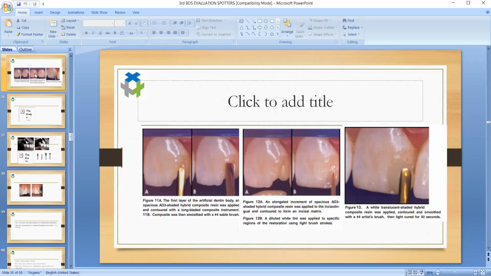You have the classification of composites, no? What type of composite can be used for class 4? Light cured composite. Yes, light cure only. What is the classification of composites? It can be classified based upon polymerization: light cured, chemical cure or dual cure. Based upon viscosity, it is flowable and packable. Based upon the filler particle size, it is microfilled, macrofilled, and hybrid composites.